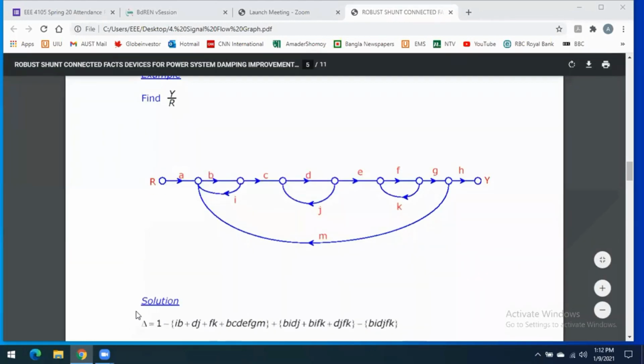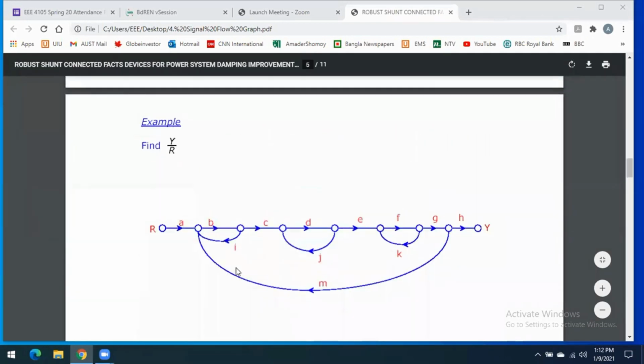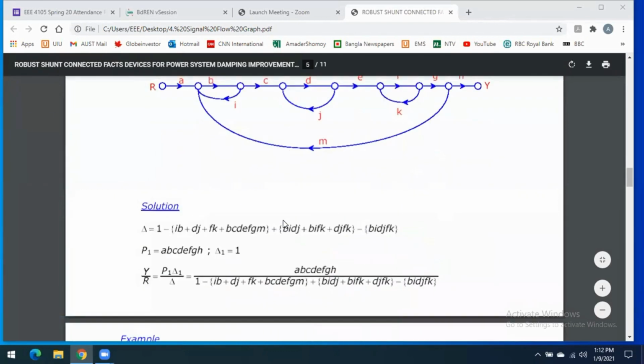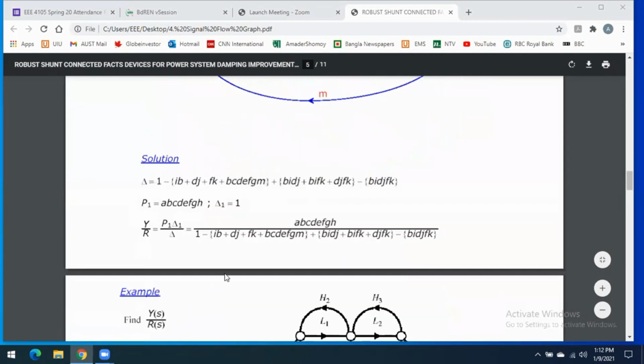Then what do we do? We look into the formula and start looking at how many forward paths we have. We found only one forward path from R to Y. There is only one path, so there will be only P1. And what will be delta? Delta is 1 minus the summation of loop gains. I told you that we had 4 loops here: 1, 2, 3, and that's the 4th one. So the sum of these 4 loops is here.